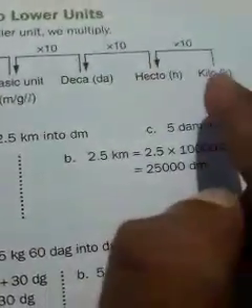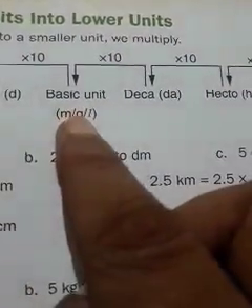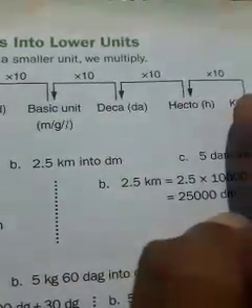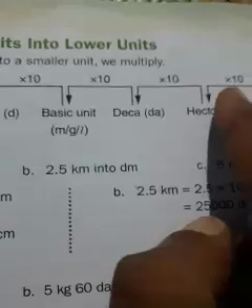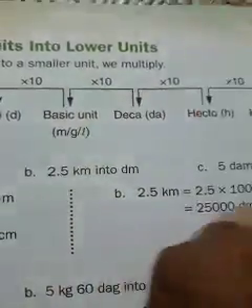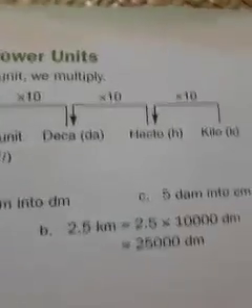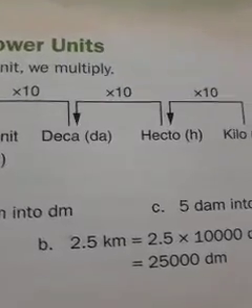So suppose 1 kilogram you have to convert into gram. The kilogram is bigger, so how many times? 1, 2, 3, means 3 places, so it will become 1000. You have to multiply by 1000.